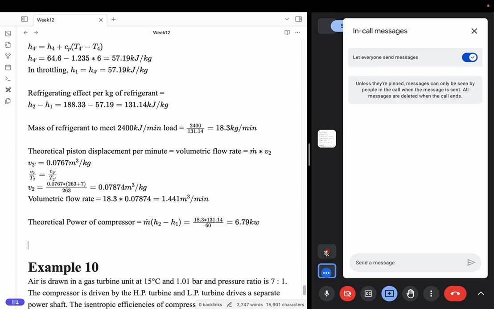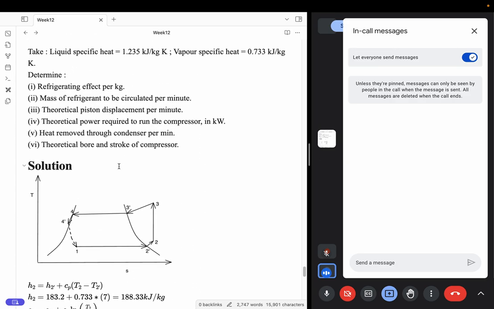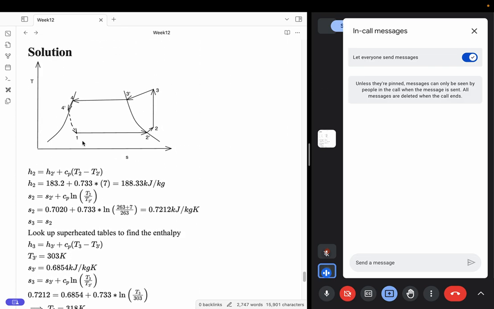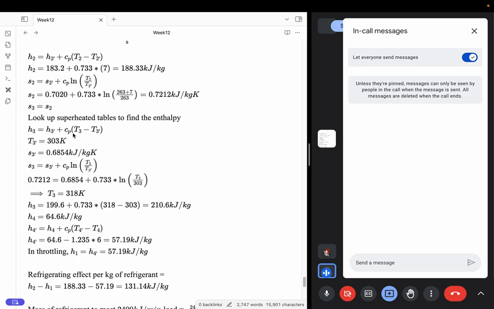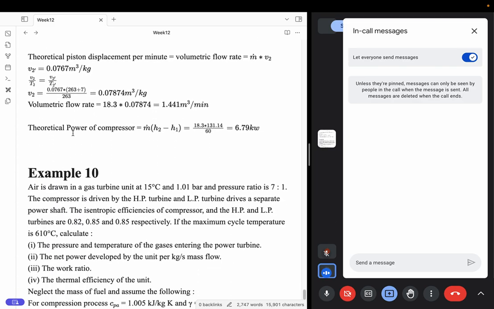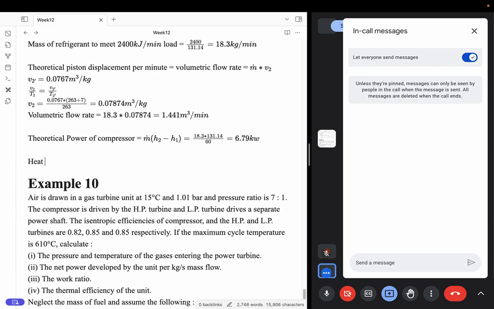This is straightforward. The next part of the question asks you to find the heat removed through the condenser per minute. So how do you calculate heat ejection? Heat ejection is this one. So that is basically H3 minus H4 prime. I know all the state properties. So this is again straightforward. Heat removed through condenser will be m dot times H3 minus H4 prime.